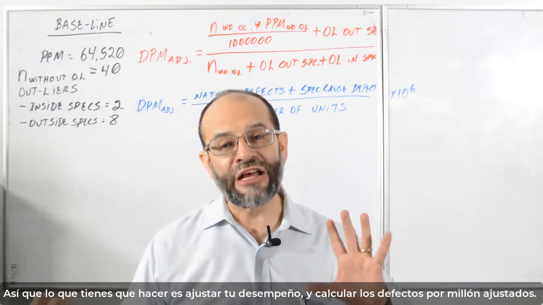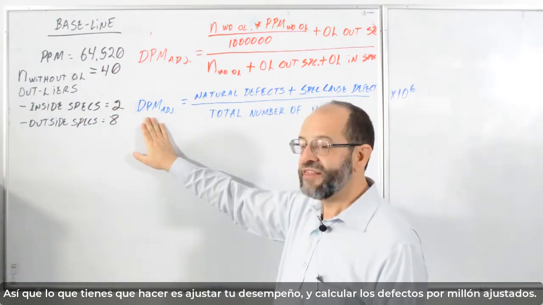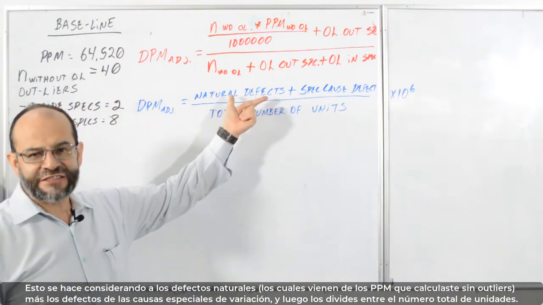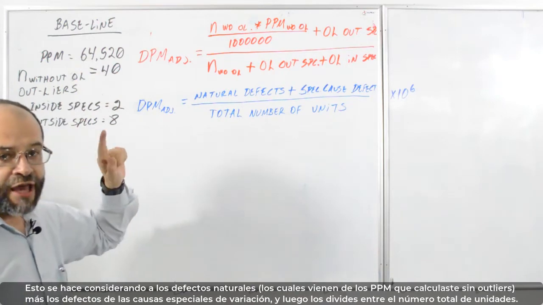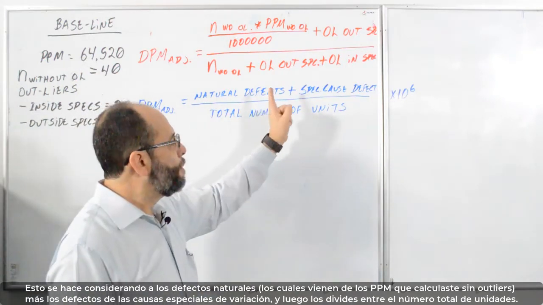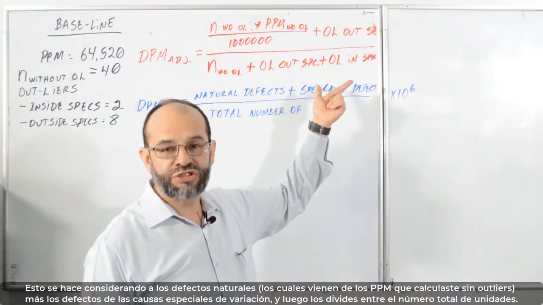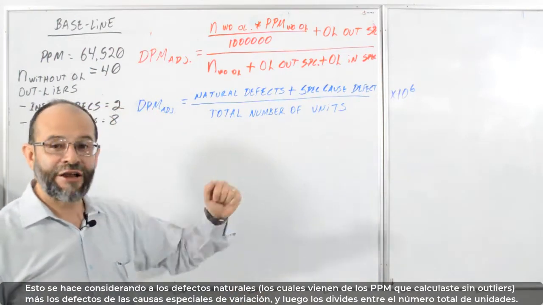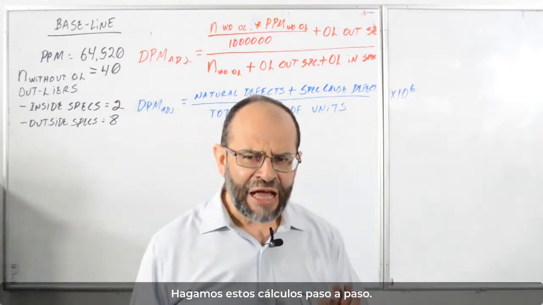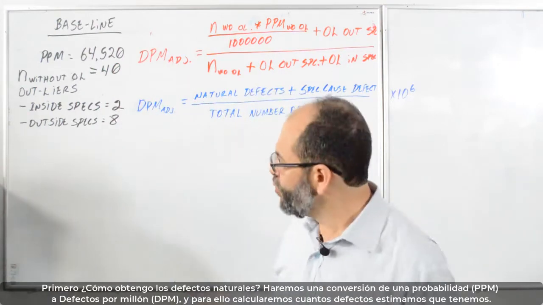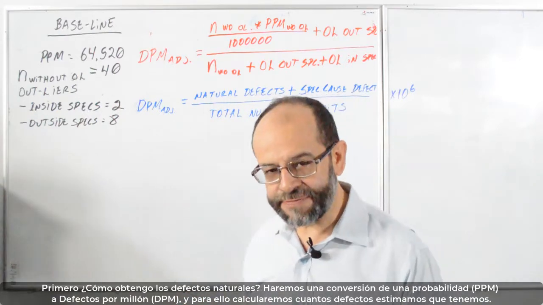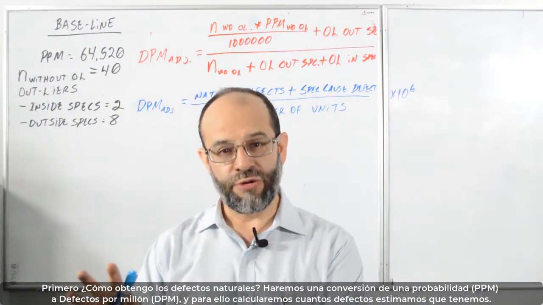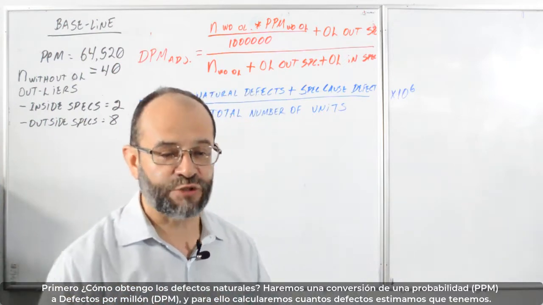So you have to adjust your performance, calculating the defects per million adjusted. Those are the natural defects, coming from the PPMs that you calculated without the outliers, plus the defects due to special causes of variation, divided by the total number of units. Let's do that calculation step by step. First, how do I get the natural defects? We are going to convert from a probability, from PPMs, into defects per million, and then calculate how many defects we are having.